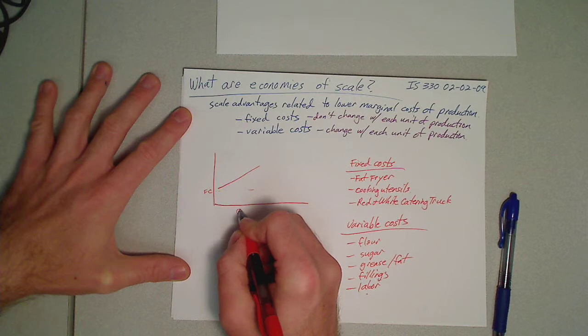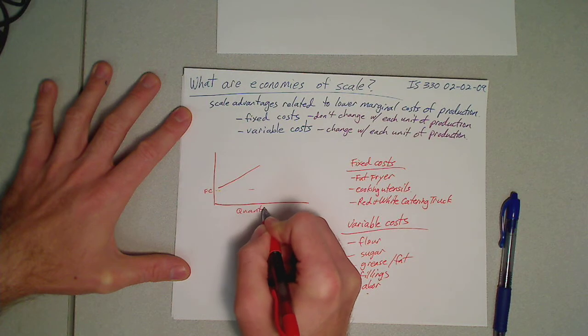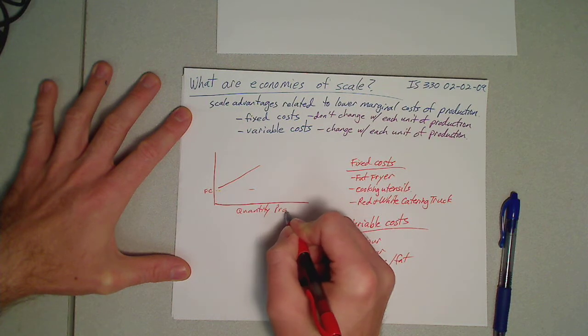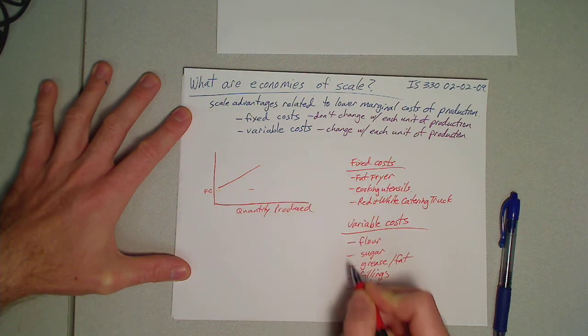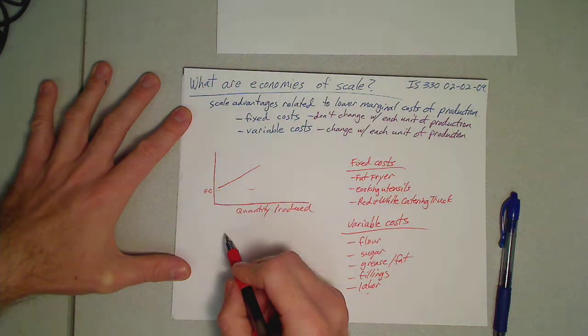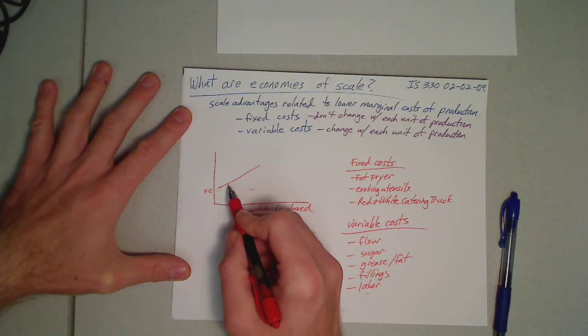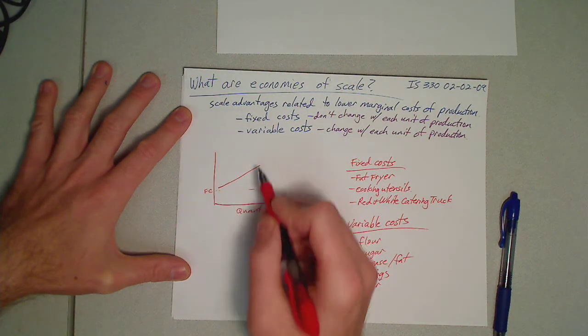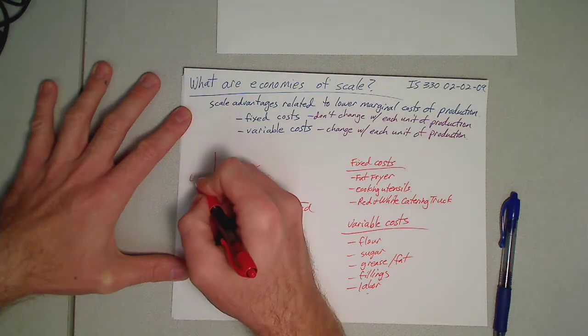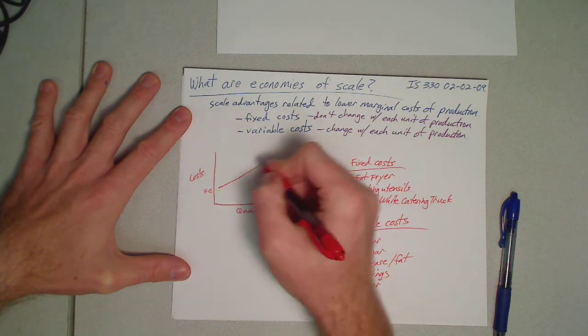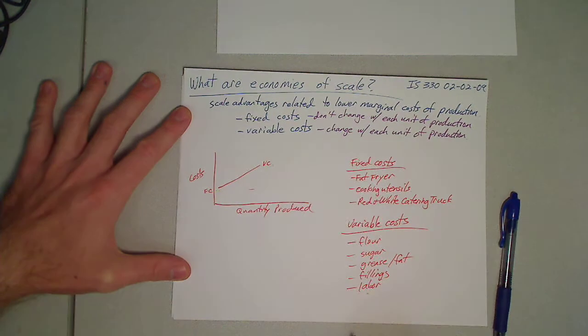Alright, so as quantity produced goes up, so does my variable cost, because if I make 100 malasadas, I'm going to need more flour than if I only make one. So these are my variable costs.